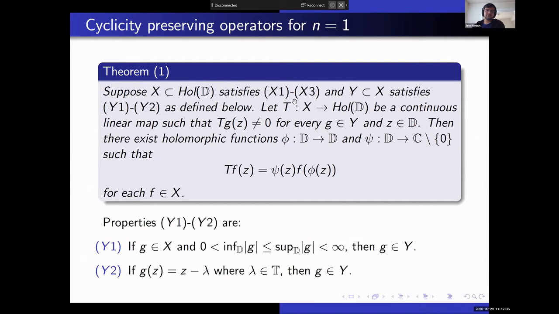Suppose X satisfies X1 to X3 and Y is a subset of X that satisfies these two properties. If we take T, a continuous linear map from X into the holomorphic functions on the unit disk, such that the image of every function in Y is non-vanishing, that is what this means, like T of g is non-vanishing for every g in Y, then there exist functions phi and psi such that T of f is the weighted composition operator psi times f of phi. And note that this psi is a non-vanishing function itself because it is the image of the constant function 1.